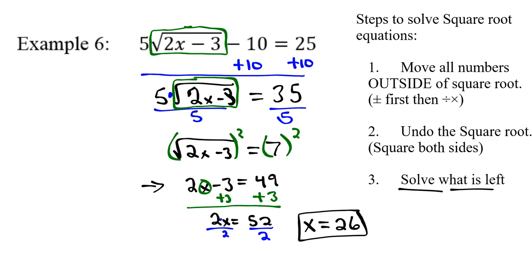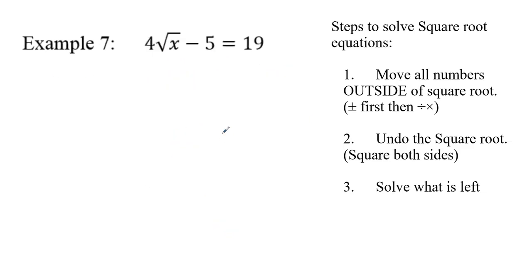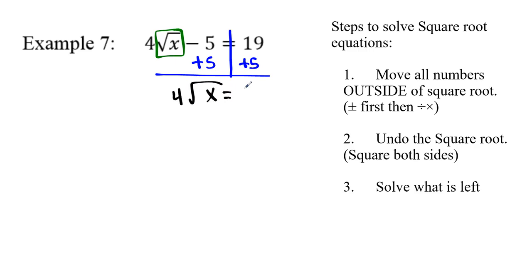So let's do another one together. Number 7, we'll do this one together, and then we're going to have you try out some more on your own. But here we go again. We're going to isolate the radical x. We're going to get it by itself by first moving that negative 5 by adding it. Now we have 4 times radical x equals 24.